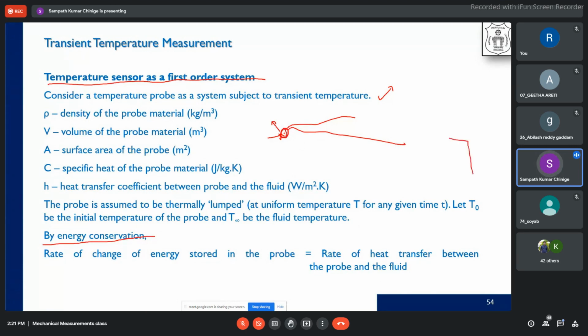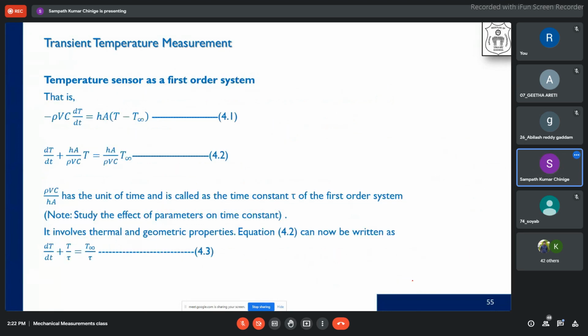Suppose I have taken a bath here, there is an input and there is an output. Whatever is coming in, Q in, minus what is going out, Q out, is nothing but Q stored. Q in minus Q out is nothing but Q stored. Similarly, the rate of heat transfer between the probe and the fluid is nothing but the rate of change of energy stored in the probe.